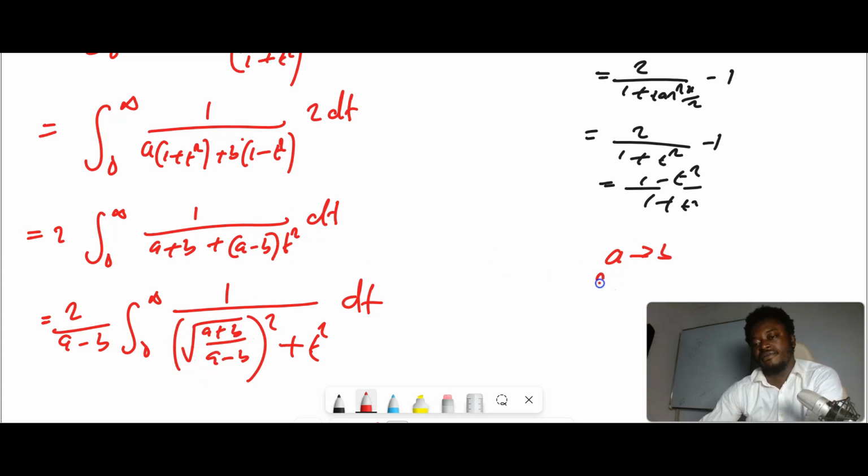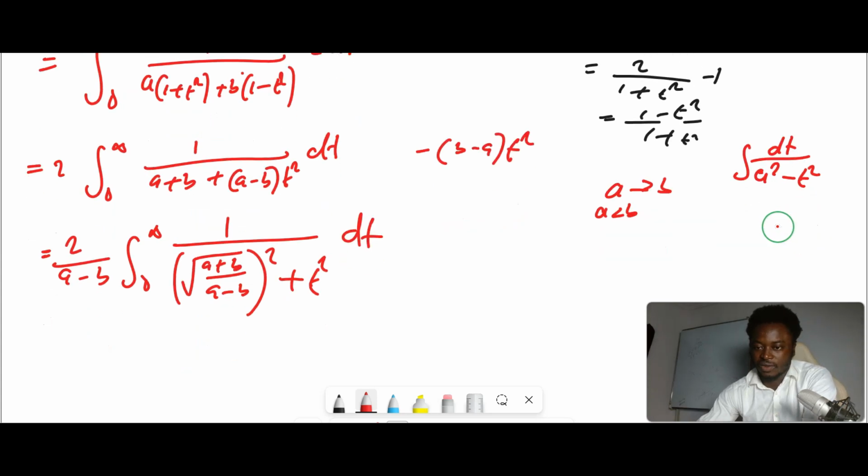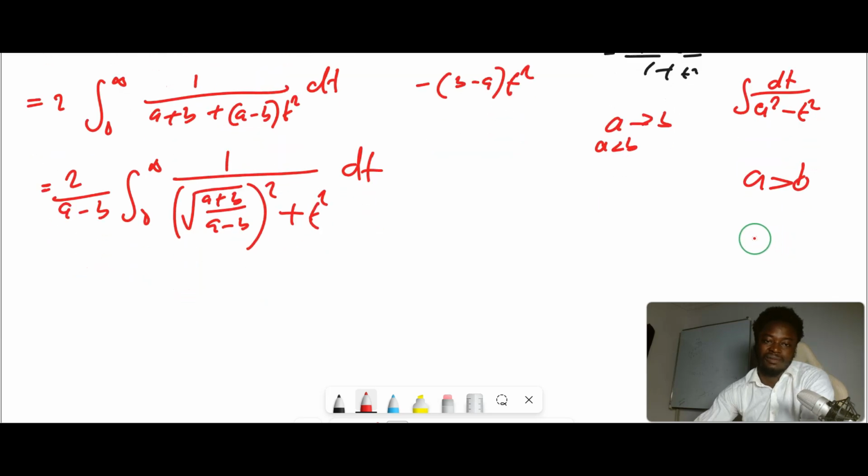But if a was less than b, we would have a minus b minus a t squared, and in this setup we would be looking at the antiderivative of dt divided by a squared minus t squared, which is also not too difficult to evaluate. But for the sake of simplicity, let's stick with the tan inverse, where a is bigger than b.